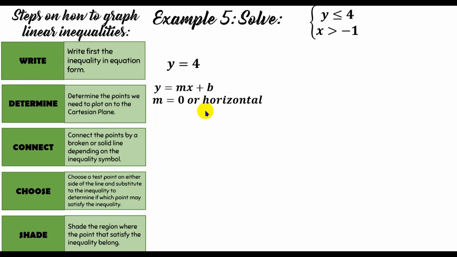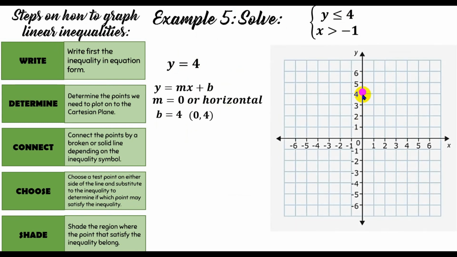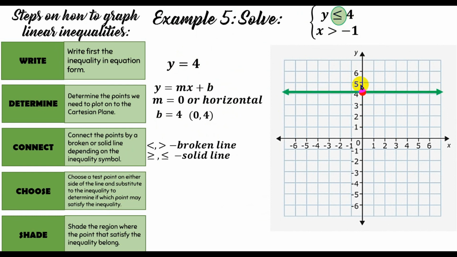So ang line natin later on ay horizontal line, and the first point will be at +4 of our y-axis. So plot natin siya at +4. Then we're going to draw a horizontal line, but broken or solid. So since ang atin pong inequality symbol for the first linear inequality for this system is less than or equal to, so siya ay solid line po.